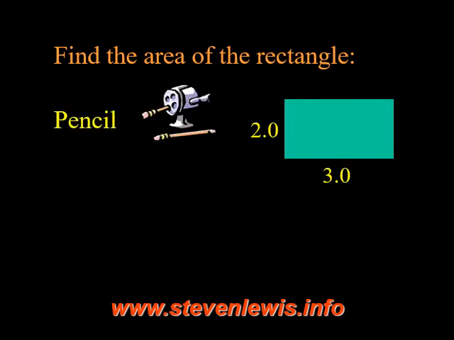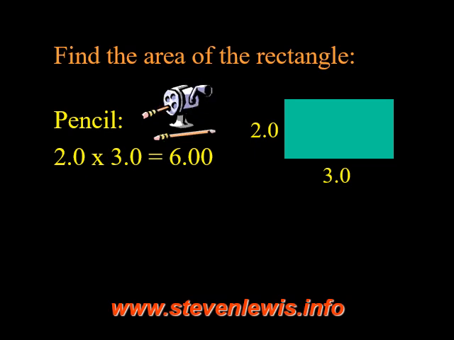Here's a rectangle. We measure the height of the rectangle at 2.0 units. We measure the width of the rectangle at 3.0 units. We get out our pencil to calculate the area of the rectangle. And what you get is that the area of the rectangle is 6.00 square units.